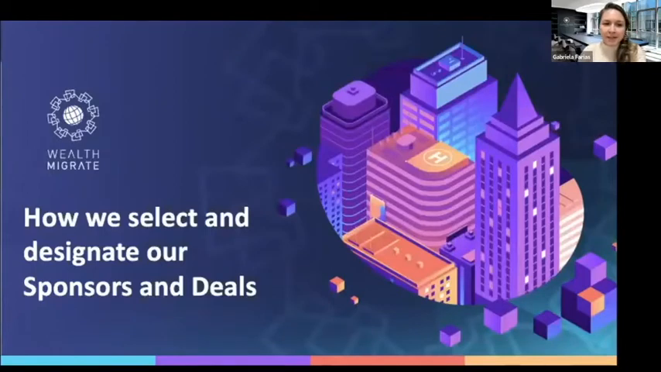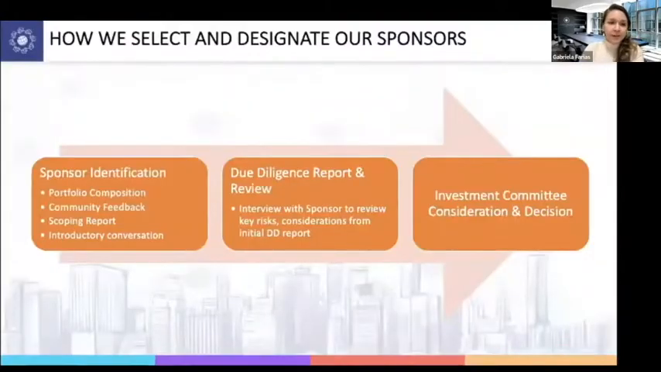Now, this is really where we get to the meat of it and why I'm so pleased that Rian is here with us, and that's to speak specifically to how we select and designate our sponsors and our deals. So Rian, do you want to take it away here? We have just the high level three-part process, and then we'll go into the many considerations, that mind map that you created for our due diligence process for our sponsors.